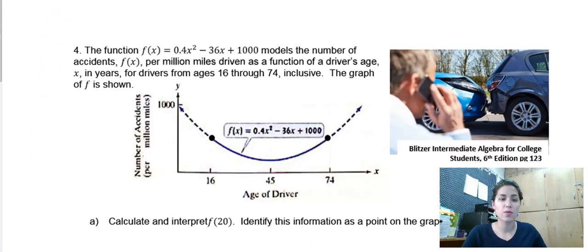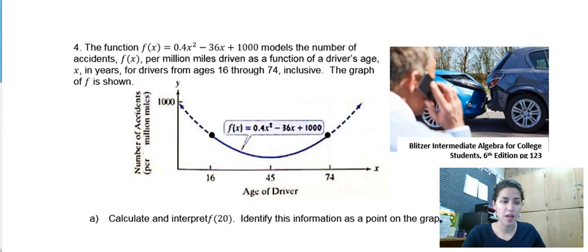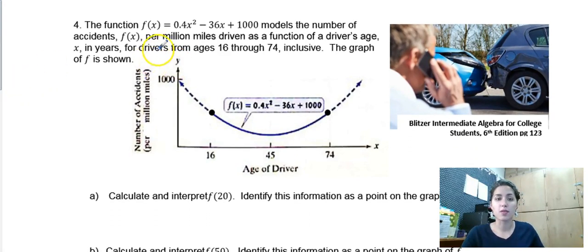So let's move into our next real-world scenario, number 4, on page 51. And this is a really cool question for a couple reasons. One, this is a real model based on data. And if you notice where this comes from, this real-world scenario comes from the Blitzer Intermediate Algebra for College Students textbook. So this is actually a question that an incoming college freshman in a college algebra class would see. And it's awesome that we have the skills to do it. So let's take a look and see what it says here.